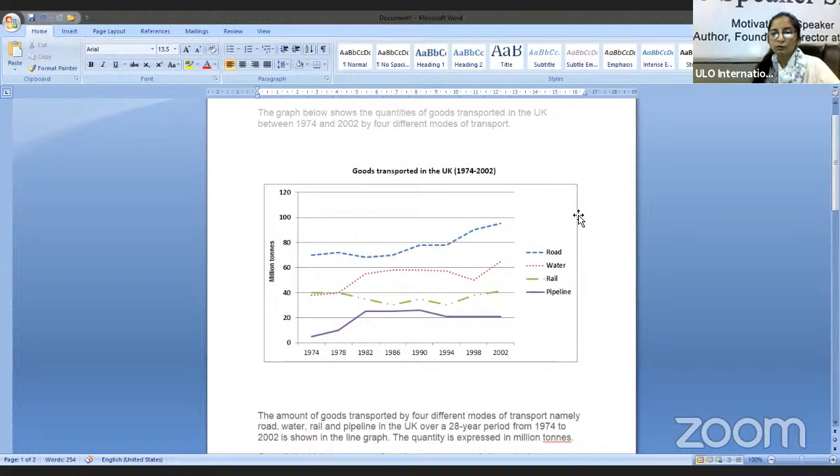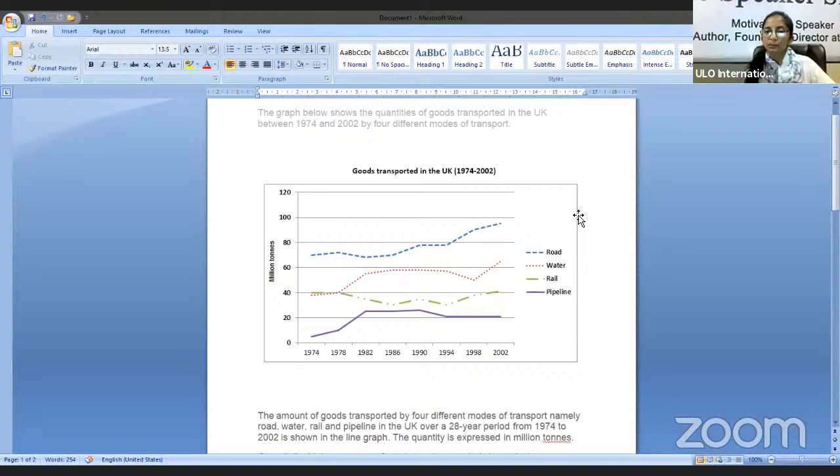If we talk about rail transport, the mode of transport used to transfer the quantity of goods, it also started from 40 million tons and then showed a gradual decrease from 1978 to 1998. Then it reached its original value, about 40 million tons.